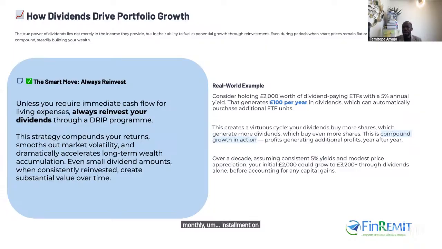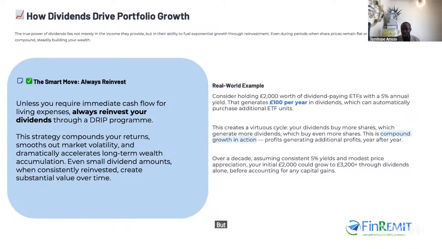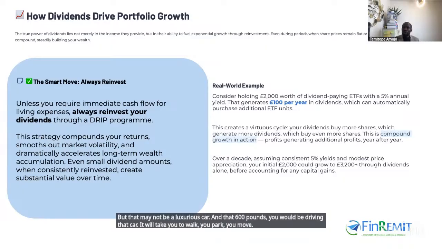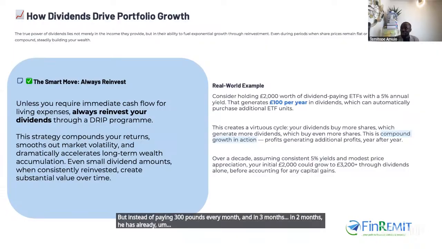And for example, in the UK, you can use maybe £600 to just get a basic car that will move you around, but that may not be a luxurious car. With that £600, you would be driving that car. It will take you to work, you park, you move. But instead of paying £300 every month, in 3 months, he has already gathered about £1,000 in his ETF account.